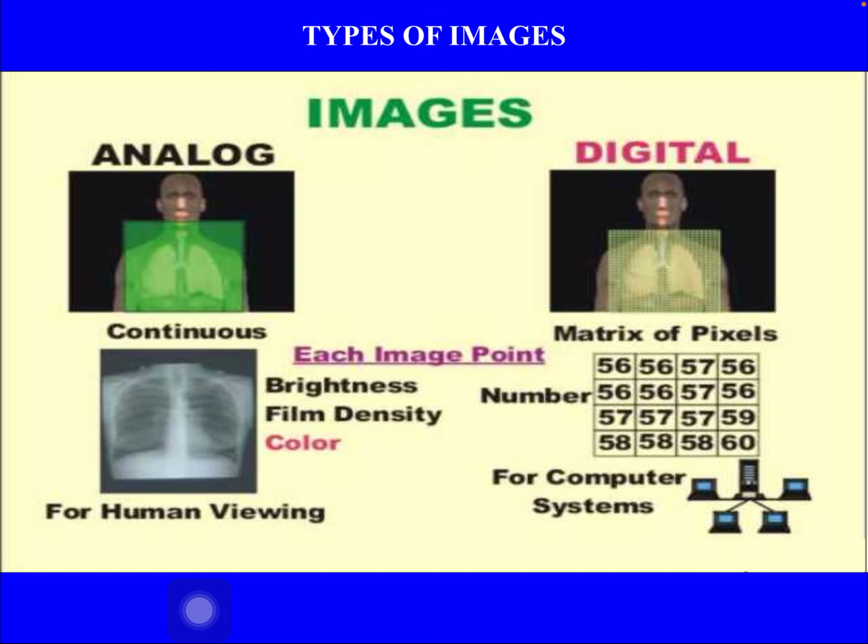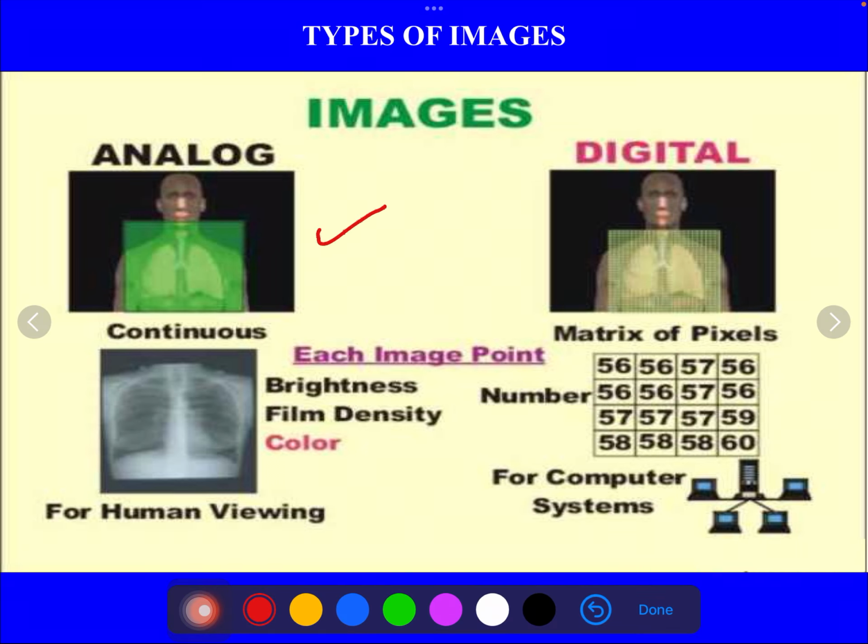Right. In this slide, we'll discuss the types of images. Images can be broadly classified into two types: analog images and digital images. Usually, analog images are continuous in nature, like photographs on film, while digital images are made up of discrete elements called pixels. These are numbers, stored in the form of a matrix, which can be understood by users.